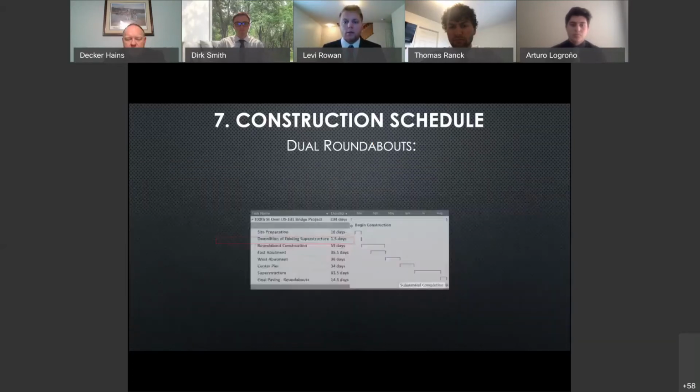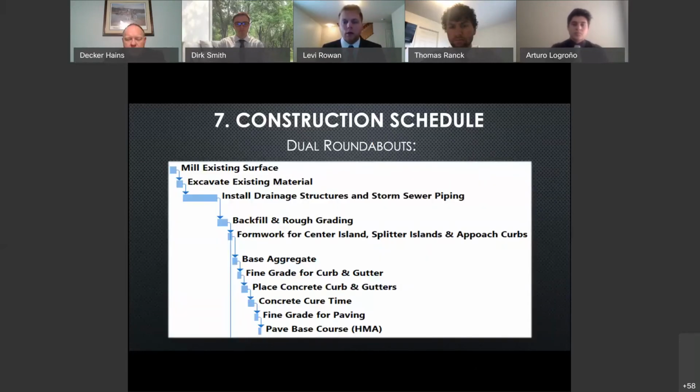Alongside the early stages of the bridge construction, the east roundabout begins with the sequencing seen here. Near the midpoint, the west roundabout can begin to avoid any demobilization. The mirrored roundabout construction begins with the milling of existing surfaces and ends with paving only the base course of asphalt until a later date.